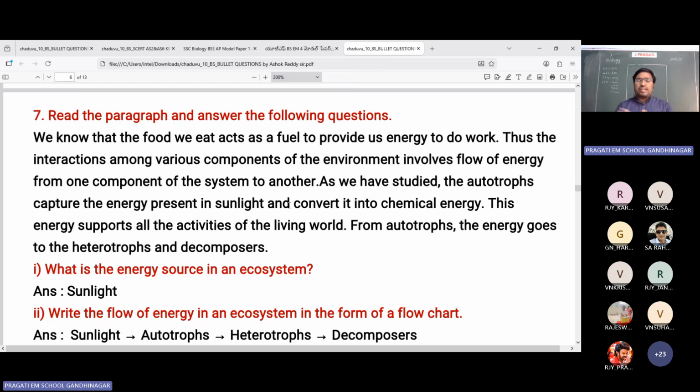How is energy transferred, children? The transfer of energy is always unidirectional. We know it is always a straight line. The energy is transferred from sunlight to first autotrophs, then heterotrophs, then decomposers. That is the way energy is transferred from one organism to another from the source, that is sunlight. Okay, children, this is a very, very important flowchart.